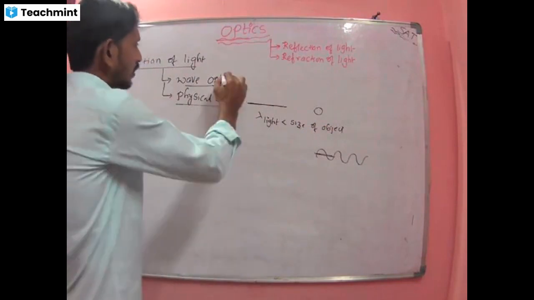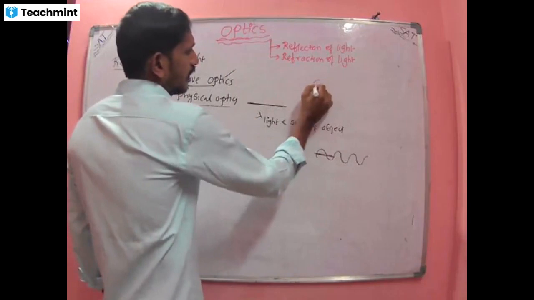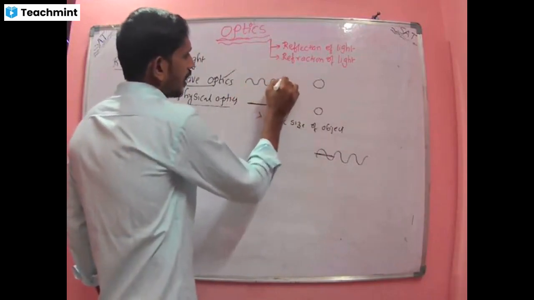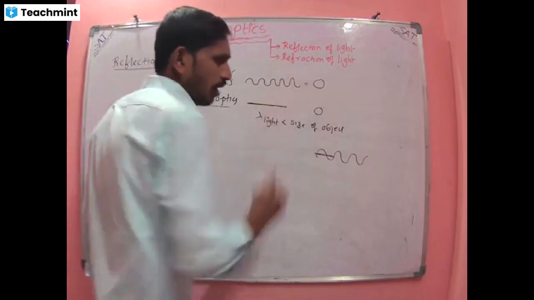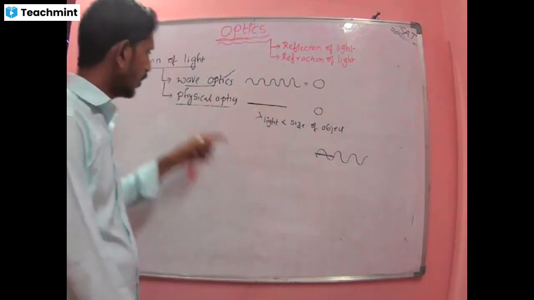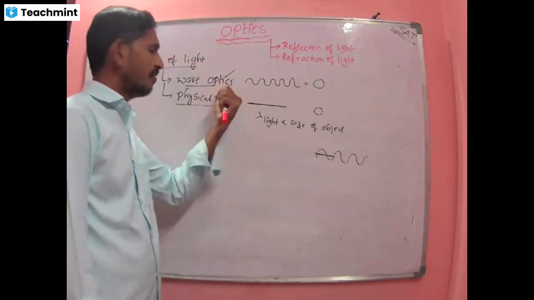Coming to wave optics, for example, this is my size of the object here. The wavelength of the light is comparably equal to the size of the object. That study is called wave optics. Now we are going to study physical optics first, and after that we will study wave optics.